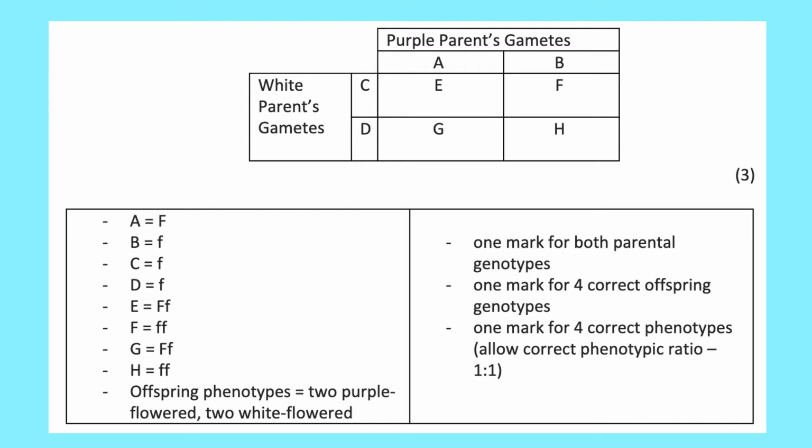F is little f, so that is 2 white alleles, so that will be a white flowered plant. G is capital F, little f, so again, that is 1 white allele and 1 purple allele. However, the purple allele dominates, so that will also be a purple flower. And H, again, is little f, homozygous white, so that's 2 white alleles, so the plant will be white. So therefore, you need to state as your answer that you would have 2 purple flowered plants and 2 white flowered plants. Or you could say a phenotypic ratio, which is 2 to 2 or 1 to 1.